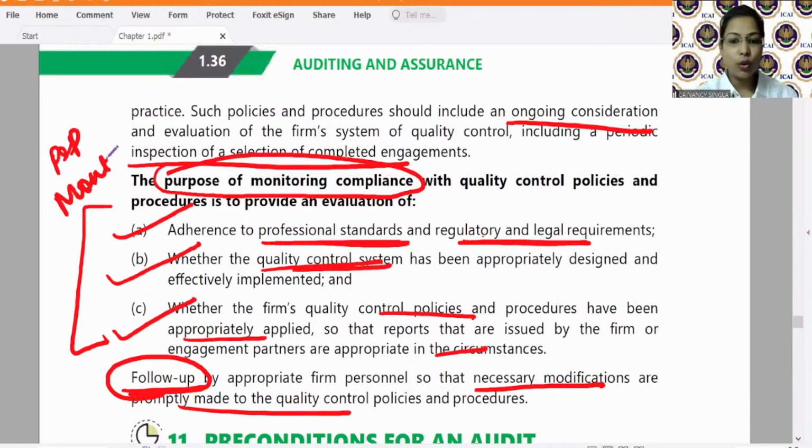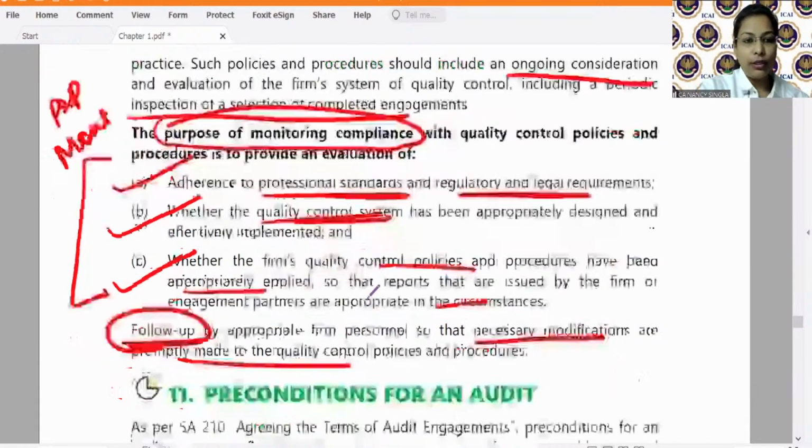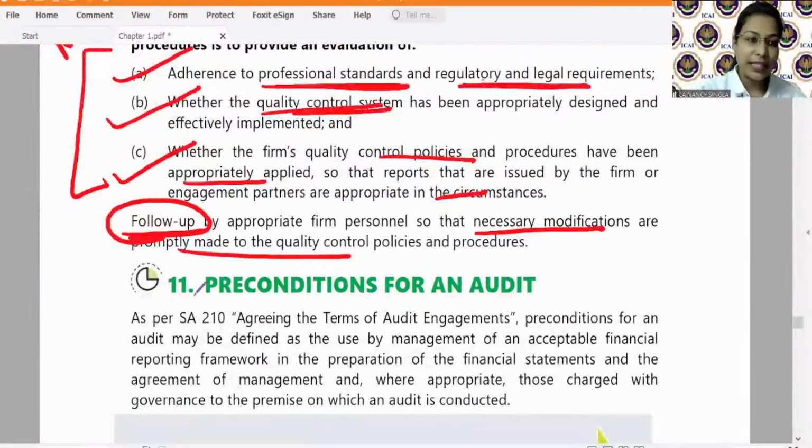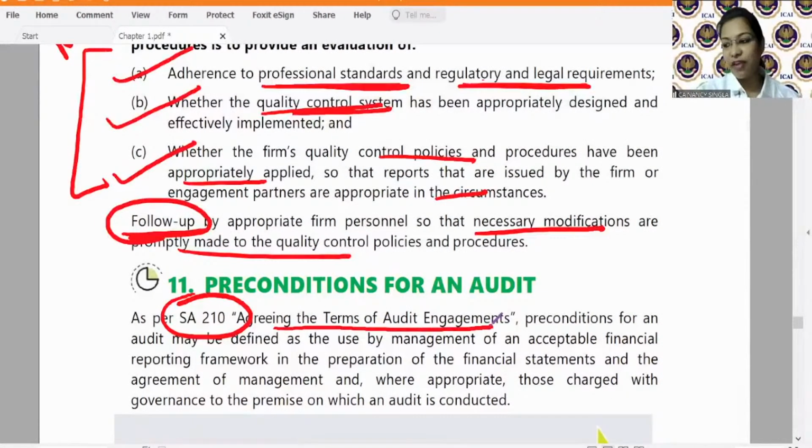So I'll do one thing. Now a topic which is contained in SA 210. All these topics are contained in the topics that are left, paragraph numbers 11, 12, 13, 14, 15. That's it. These are SA 210, agreeing the terms of audit engagement, which is again a very, very important topic.